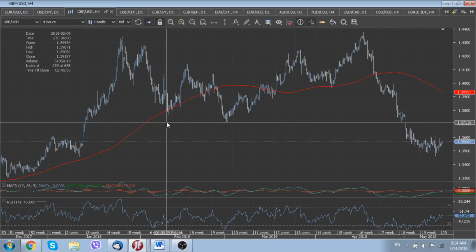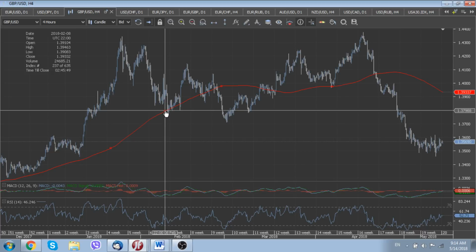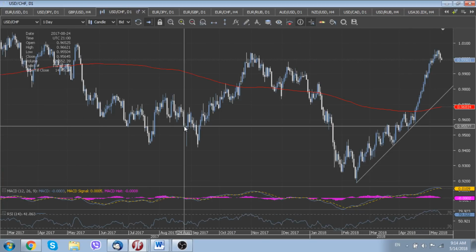Anyway, once again, we are not so pessimistic about the cable at the moment, and in case of some better economic releases about the UK economy, as well as some negatives from the United States, the cable could quickly rebound and resume its longer-term uptrend. And finally, some words about the dollar Swiss, which is really looking very overbought from the position of short-term technical indicators.